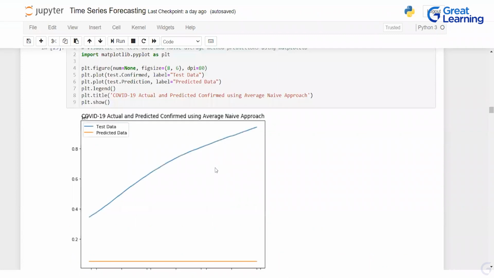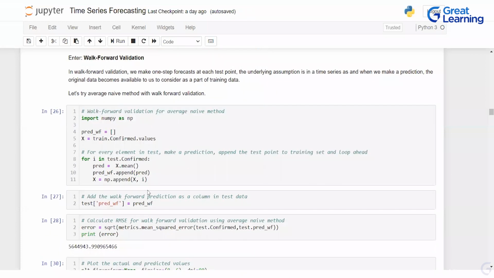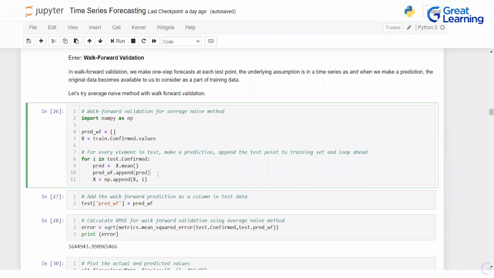So what we can do, enter walk forward validation. That's where it will make the change. What we are going to do is I have created an empty list for confirmed cases values. I'm taking the mean of that, and I will loop through one entry at a time. I'm looping over each and every confirmed case, taking the mean, then adding it back, taking the mean, and then using it for the prediction, adding it back, and so on, which I explained to you on top.